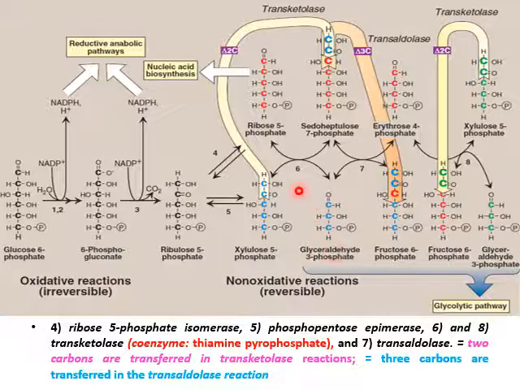So in this reaction, xylulose 5-phosphate and ribose 5-phosphate condense with each other. There is the shift of 2 carbons from xylulose 5-phosphate to ribose 5-phosphate, and pseudoheptulose is formed, while the 3-carbon structure left acts as glyceraldehyde 3-phosphate.